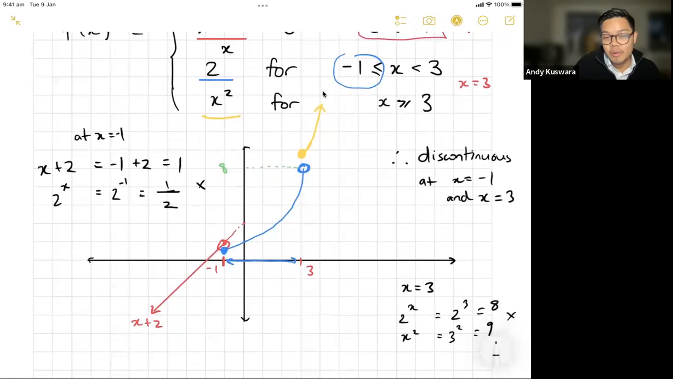I would prefer the graphical method because it's helpful to know what it looks like, but you can also prove it algebraically and test whether things are continuous or not.